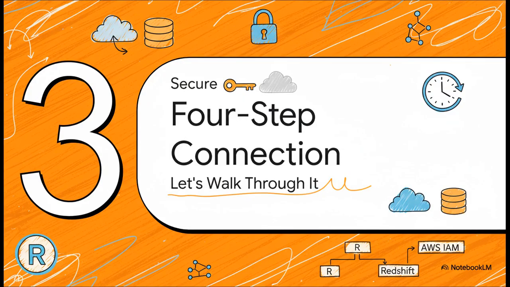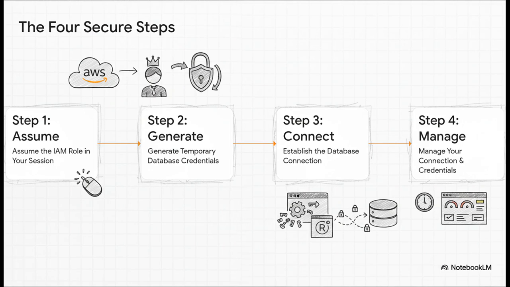Okay, with all our prerequisites checked off, we're ready for the main event. We're going to break this whole process down into 4 super clear, manageable steps right inside an R script. So here's our game plan. First, we'll assume the role. Then we'll use that role's power to generate some temporary credentials. After that, we'll actually connect to the database. And finally, we'll talk about how to manage that connection so it stays secure. Let's tackle these one by one.